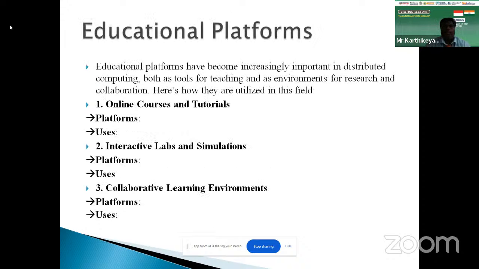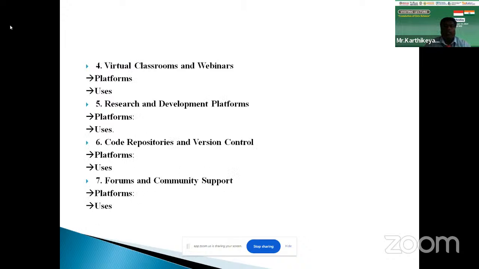And next one, educational platforms. These educational platforms in distributed computing are used for various research and collaboration. The first one, online courses and tutorials. Second one, interactive labs and simulations. Third one, collaborative learning environments. Next, virtual classrooms and webinars, research and development platforms, code repositories and version control, forums and community support.